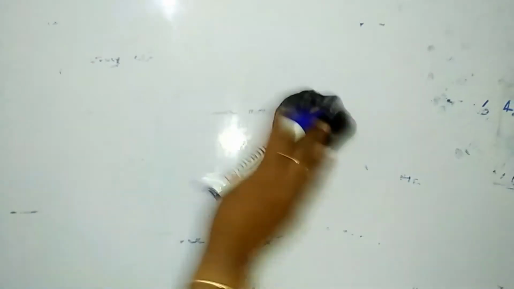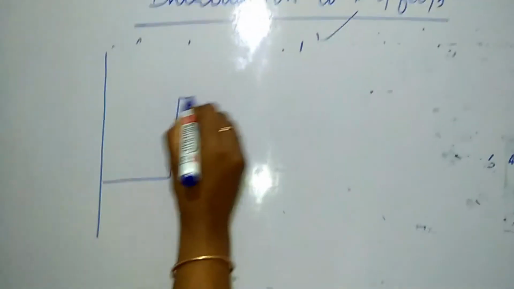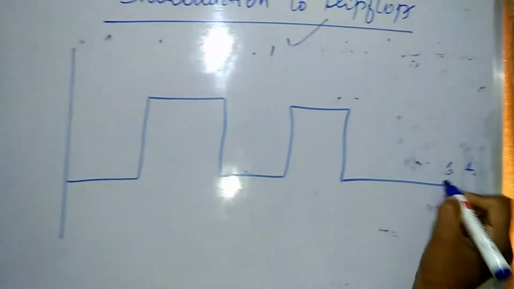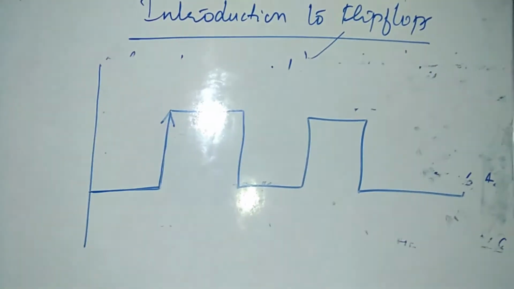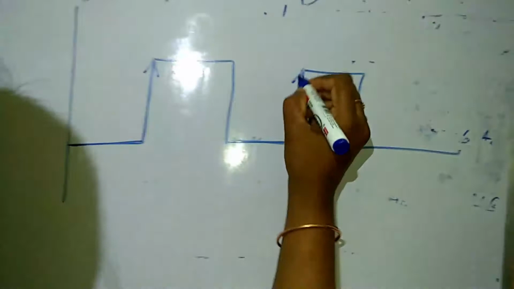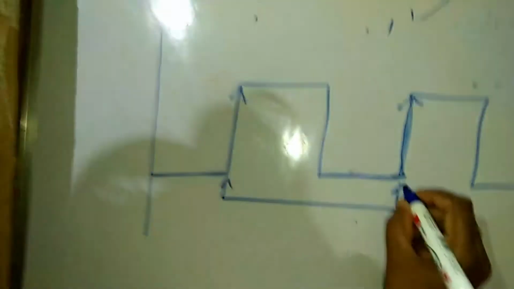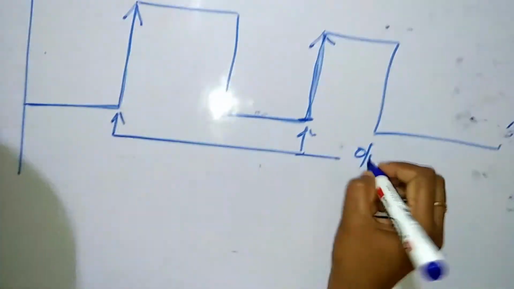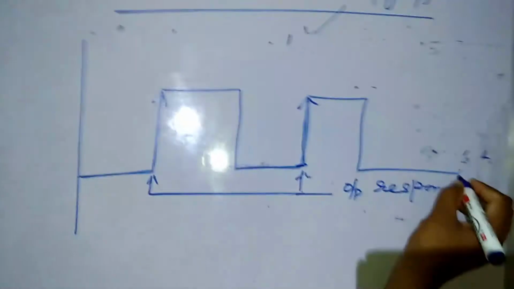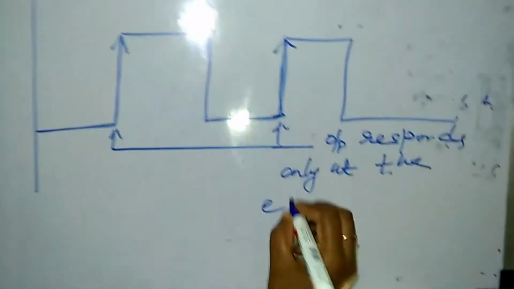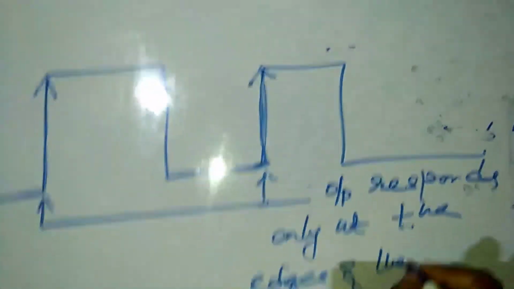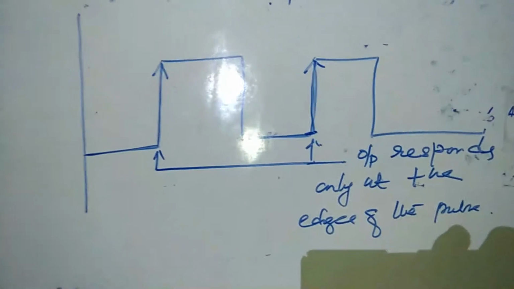So what exactly is positive edge triggering? Let me show you all. Let me consider the clock, and let me highlight this point to you all. So this portion and this portion, I can say that the output responds only at positive edges of the pulse. I think you could have understood this by seeing the diagram.